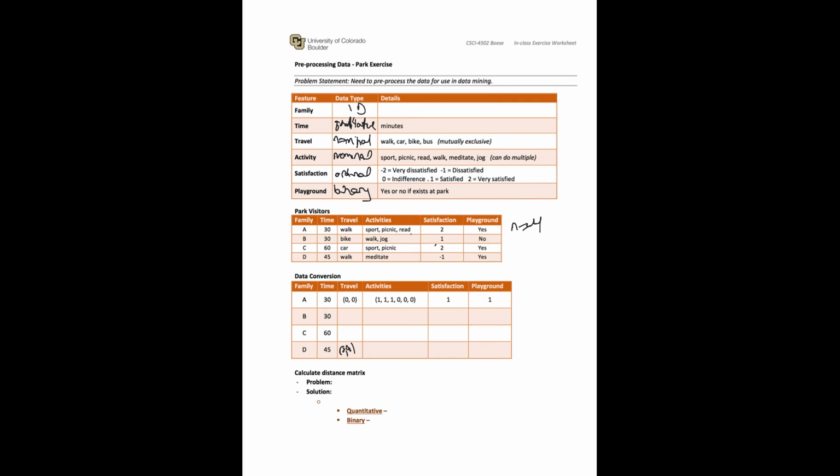And then we have bike and car. We didn't use bus at all. So for a car, we'll do 0, 1. And then for bike, we're going to do 1, 0.